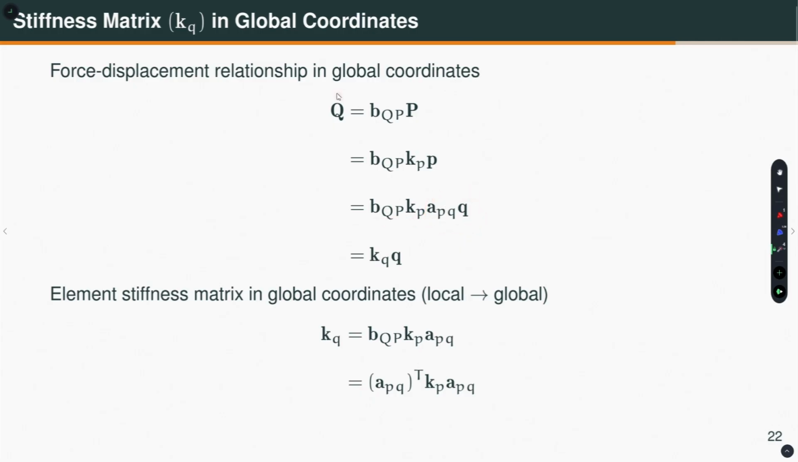Now, on the left hand side I have the force vector in the global coordinates, capital Q, and the displacement vector, little q, in the global coordinates. Force and displacement, so what is this quantity? The stiffness matrix. We are calling this K sub q. The element stiffness matrix K sub q is BQP into KP into APQ, and remember these two are transposes of each other. So KQ I can write as APQ transpose KP into APQ, as simple as that.